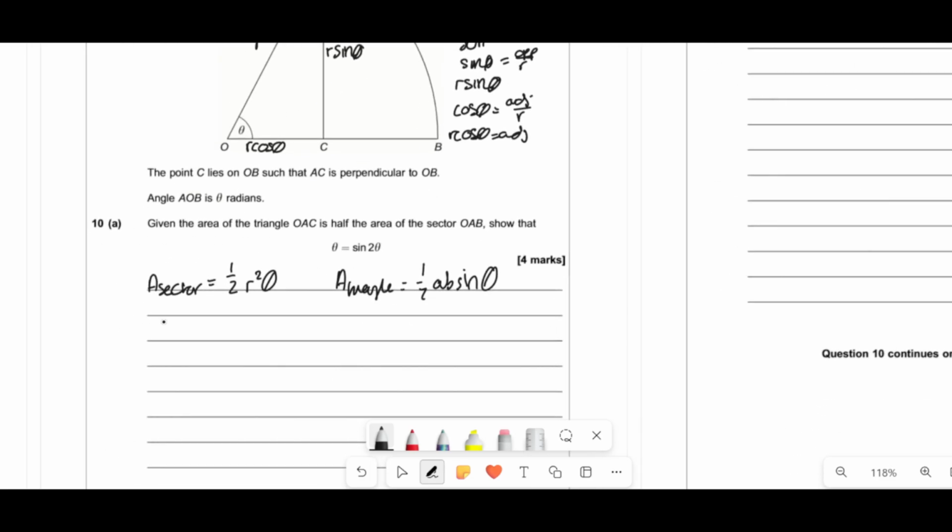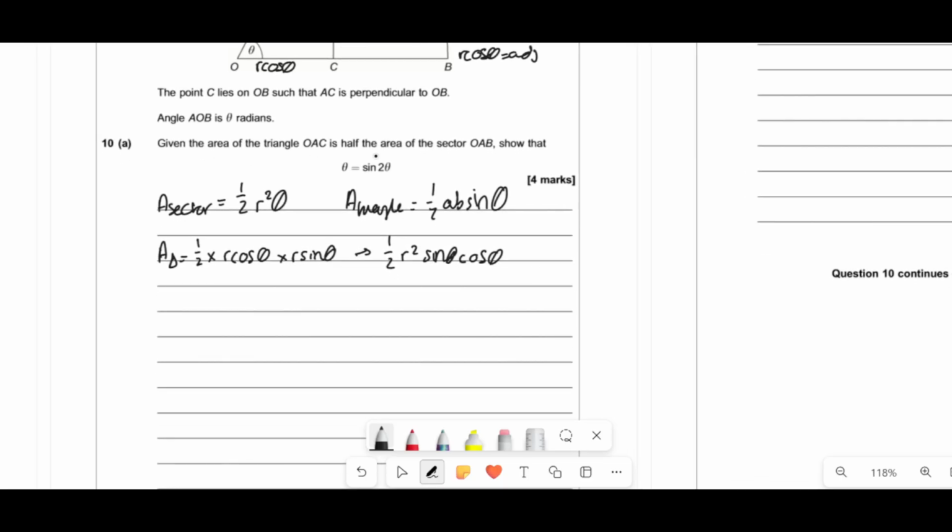Now the area of a right angled triangle is going to be just a half times the base times the height. So it's going to be a half times r cos theta times r sine theta, which is going to be a half r squared sine theta cos theta.